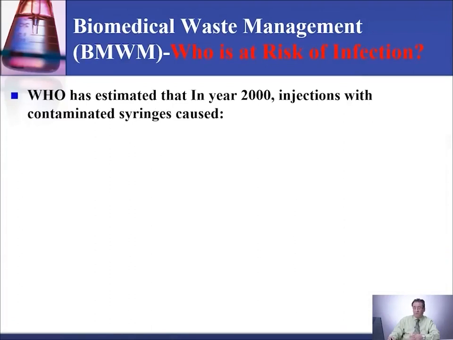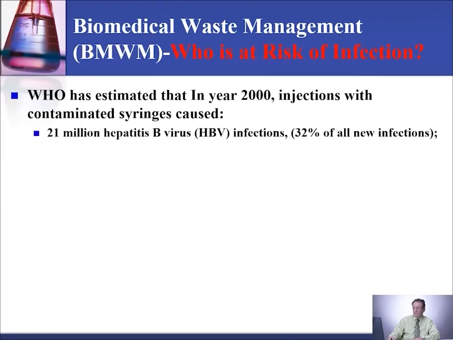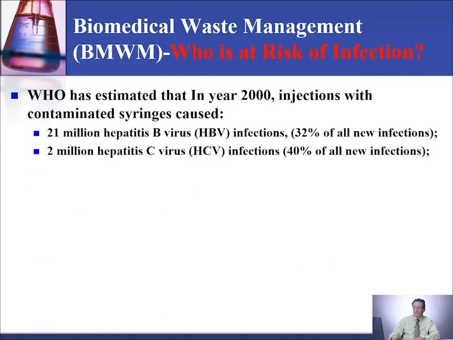To give you an idea about the magnitude of the issue and the number of people who get infected who work in healthcare, WHO has estimated that in the year 2000, and I tried to get updated statistics but couldn't find any from WHO, injection with contaminated syringes caused 21 million hepatitis B virus infections. That's 32% of all new infections. 2 million hepatitis C virus infections. That's 40% of all new infections. 260,000 HIV infections. That's 5% of all new infections.